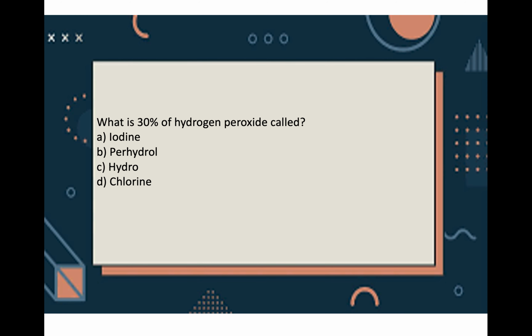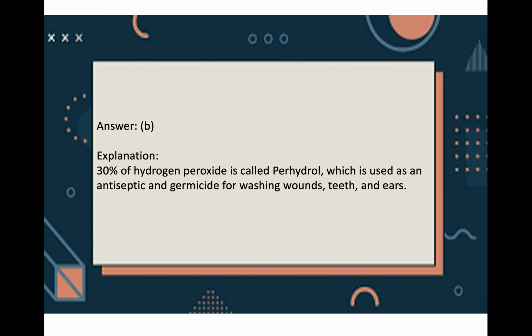Now next question, what is 30% hydrogen peroxide called? Is it iodine, perhydrol, hydro or chlorine? So 30% hydrogen peroxide is called perhydrol, which is option B, used as an antiseptic and germicide for wounds, teeth, ears and all that, washing these.